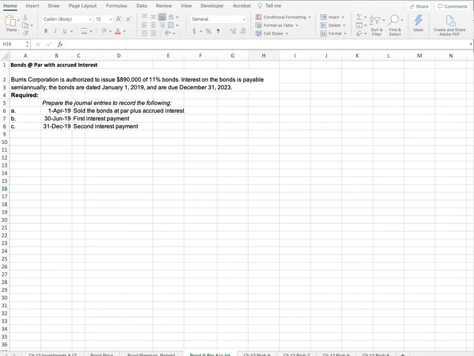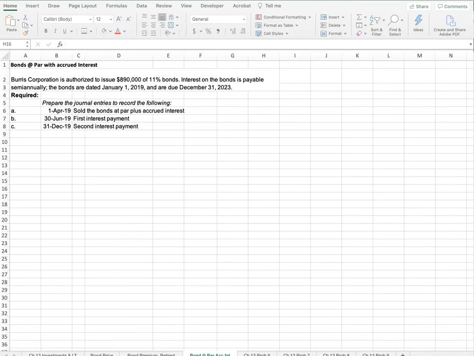Bonds being sold at par with accrued interest problem here. We have Burris Corporation is authorized to issue $890,000 of 11% bonds. Interest on the bond is payable semi-annually. The bonds are dated January 1st, 2019, due December 31st, 2023. Prepare the journal entries on April 1st when we sold the bonds at par plus accrued interest.